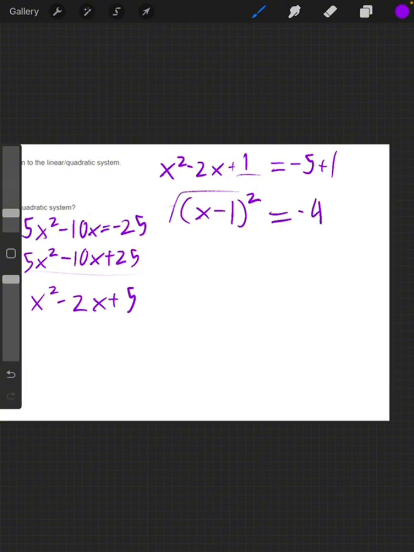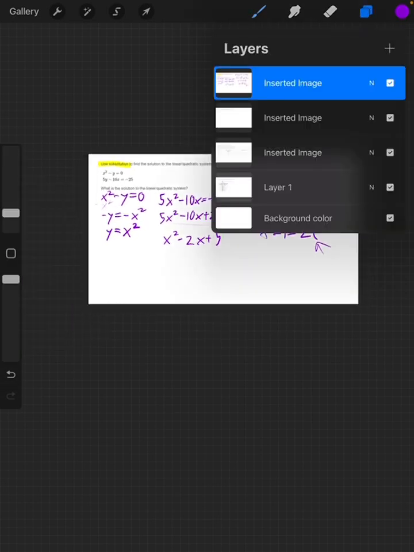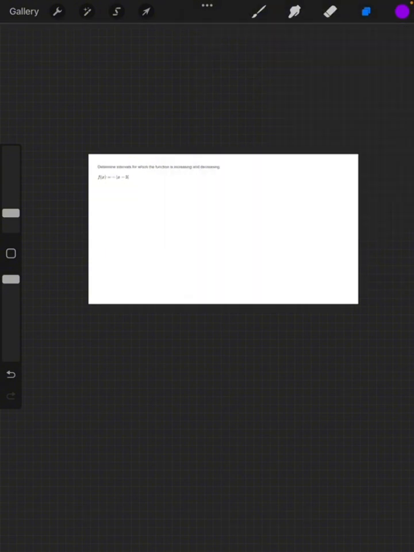Then we square root both sides, and we would actually get x minus 1 equals... So the square root of that would be positive or negative 2i. Add 1 to both sides, yada yada. 1 plus or minus 2i. And this i tells us that there's no real solutions because that's an imaginary number. They don't touch, okay? Be for real.